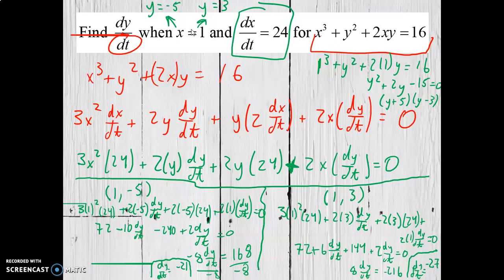So if I graph this, there are 2 points where x is 1: (1, 3) and (1, negative 5). So I can find the rate of change of y with respect to t for both of those.